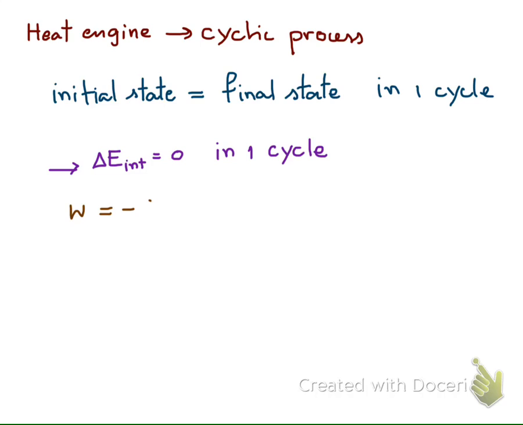And then from the first law, we must have that the work done on the engine is equal to minus the heat given to the engine. So if we input the heat into the engine, Q must be positive, and we must have that W is negative. W is negative means that the engine does work to the environment.